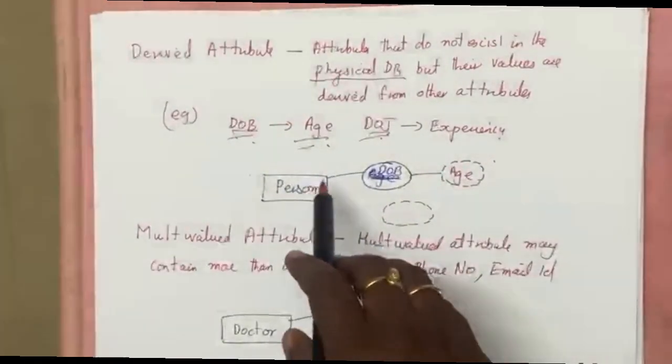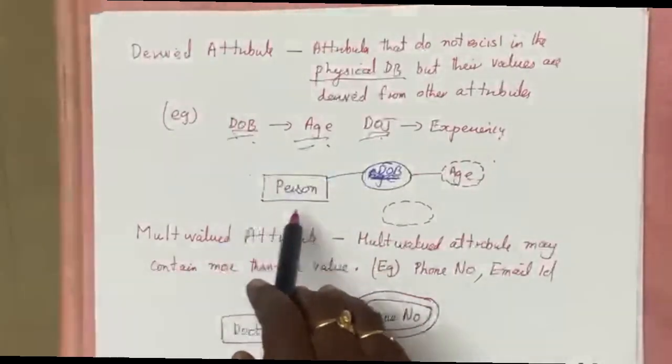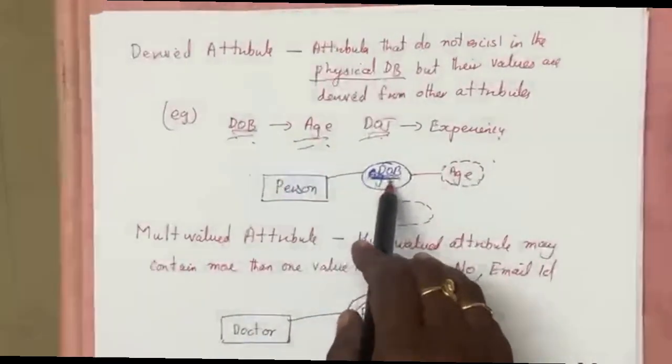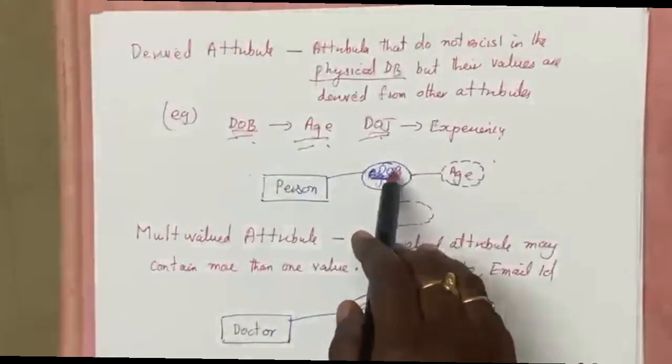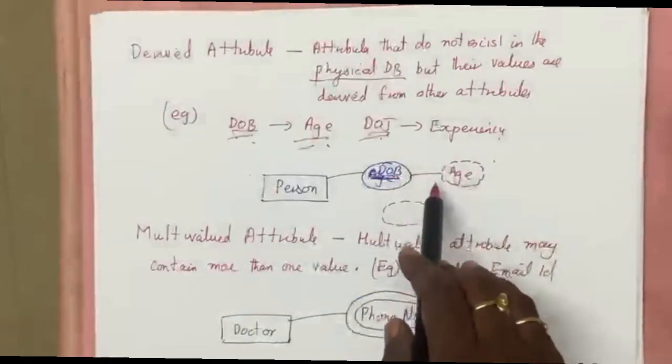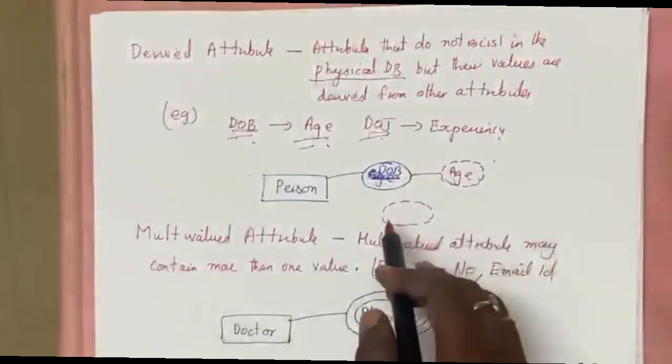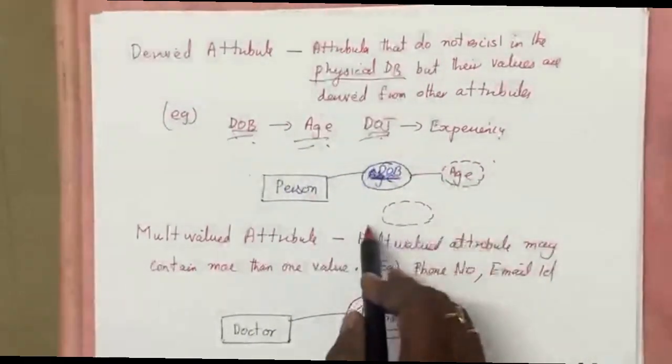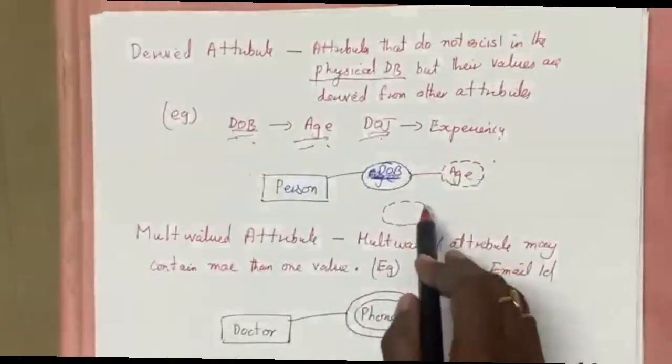To represent this, the person is in a rectangle box, where the date of birth is stored in an ellipse, and from this the age attribute is derived. The derived attribute is represented in the form of a dashed ellipse.